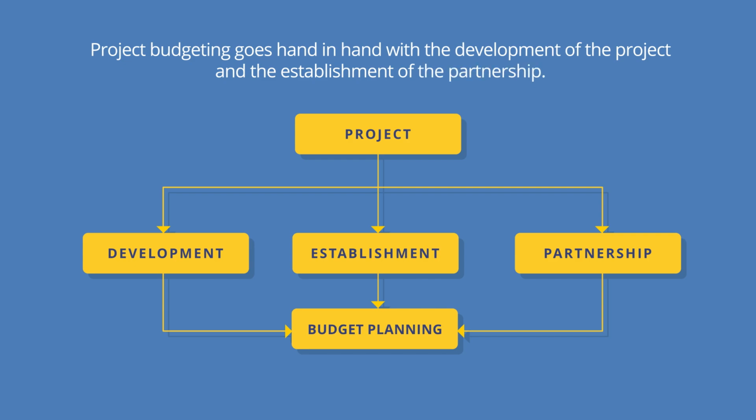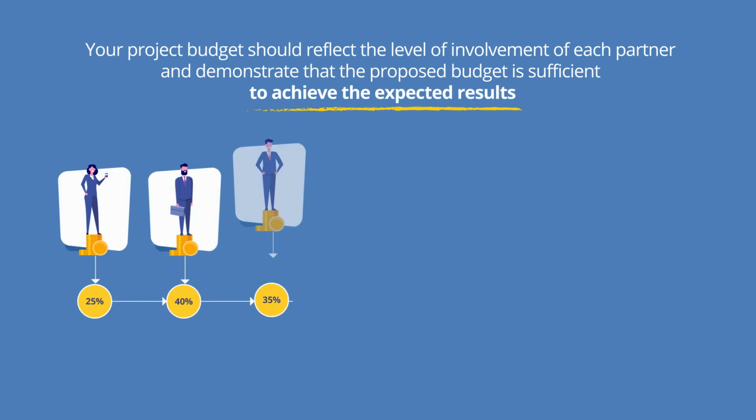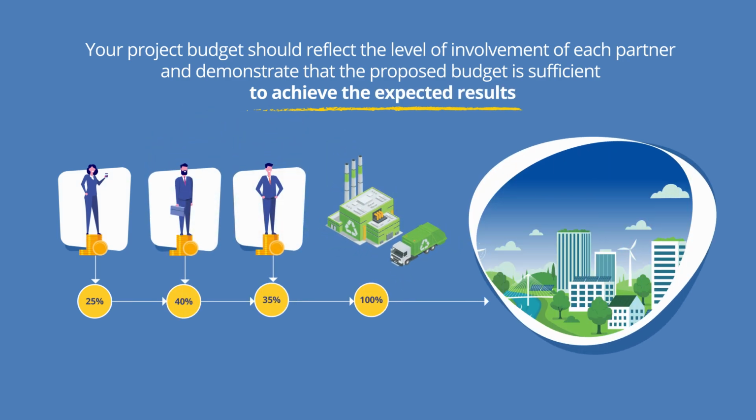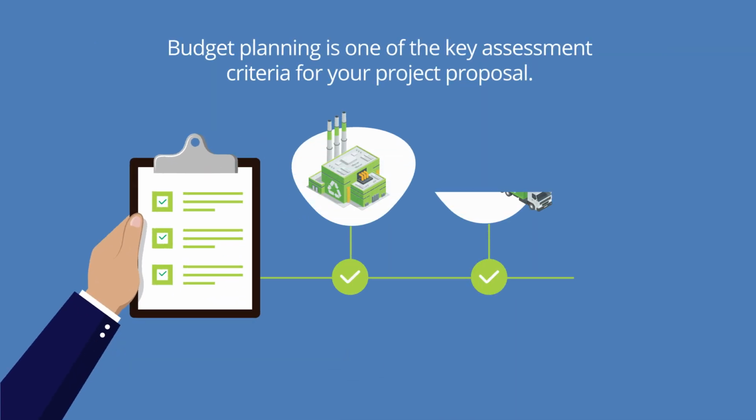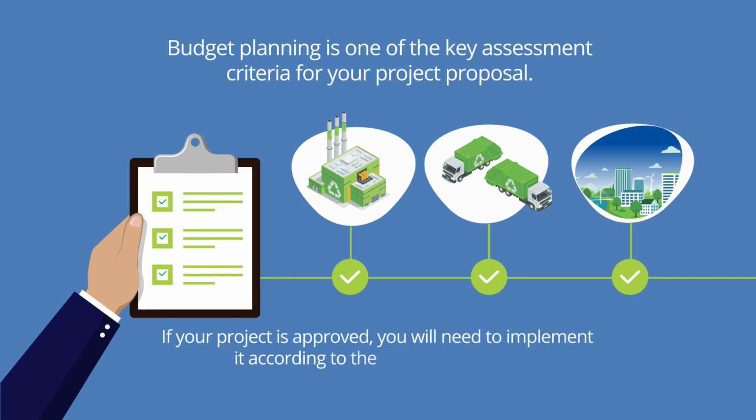Project budgeting goes hand in hand with the development of the project and the establishment of the partnership. Your project budget should reflect the level of involvement of each partner and demonstrate that the proposed budget is sufficient to achieve the expected results. Budget planning is one of the key assessment criteria for your project proposal. If your project is approved, you will need to implement it according to the planned budget.